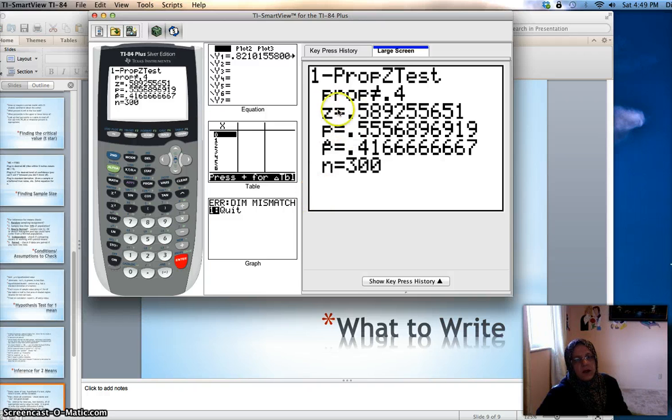And so here I have, this is my z-score, my test statistic, and my p-value. I would probably not report these guys. Okay, this is the actual p-hat from my sample right here, 0.41667. That's the 125 divided by 300. I have a p-value of 0.55. That's way above alpha, so I would be failing to reject the null there.